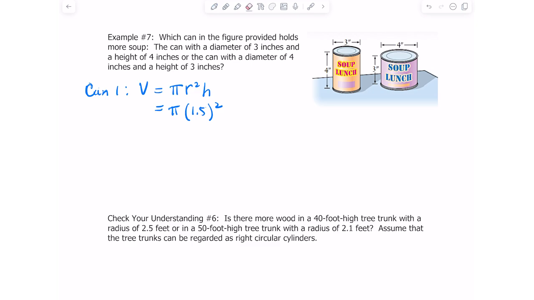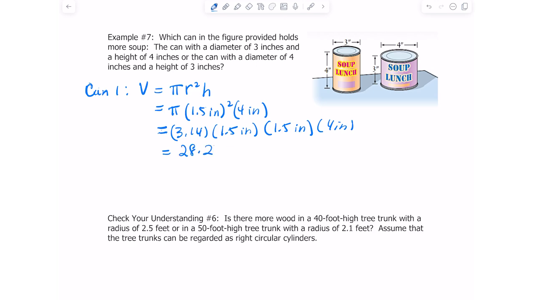And I'm going to square that, okay? And I'll put in my units as well. So that's inches. Okay, those two little marks there mean inches. And then squared. Times the height. My height is 4 inches. So remember, pi is just 3.14. So I'm going to multiply 3.14 times 1.5 times 1.5 times 4 inches. And if I do that, I get 28.27 inches to the third power. Okay, so that's for the can on the left. We'll call it can number 1.